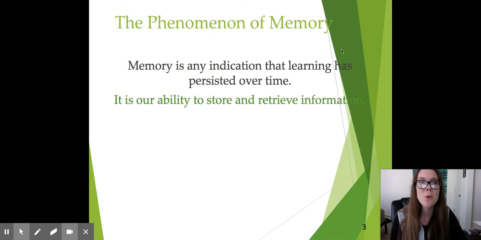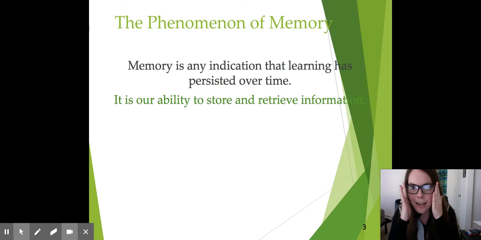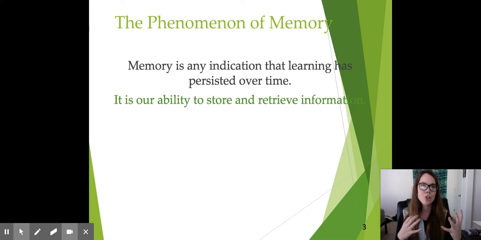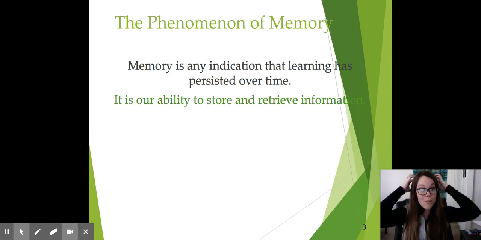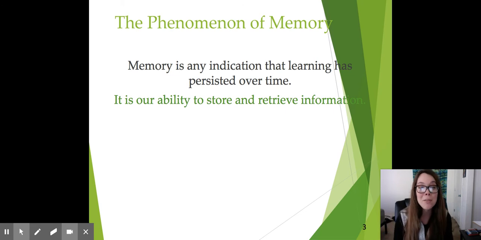So cool. So the phenomena of memory: memory is any indication that learning has persisted over time. It is our ability to store and retrieve information. So it's a big bundle of a package. Memory is an indication that learning has persisted over time. Again, key part is over time. And it's our ability to store and retrieve. So store the information in our brain and our ability to take it back out and to say it out loud, right?